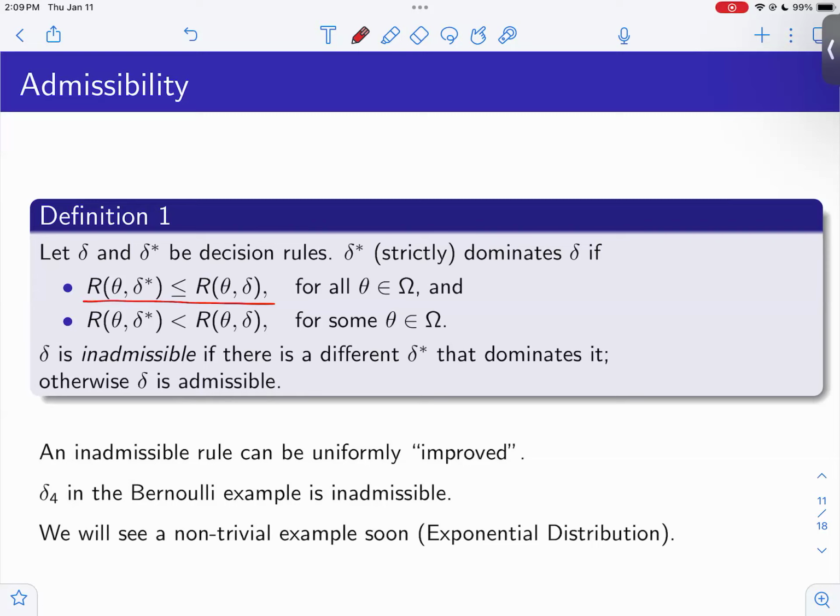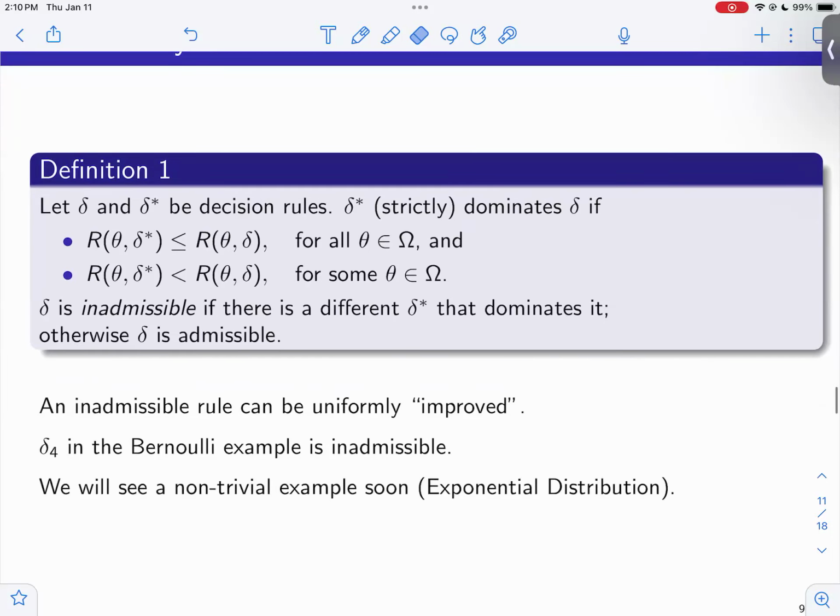And a strict domination holds if the second condition also holds: there is at least one theta for which this inequality is strict. Then you say it strictly dominates. So delta star dominates, and then delta is going to be inadmissible if there is a delta star different from it that dominates it. Otherwise, it's admissible.